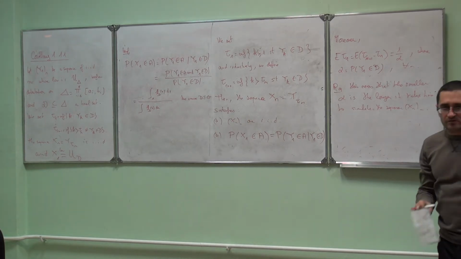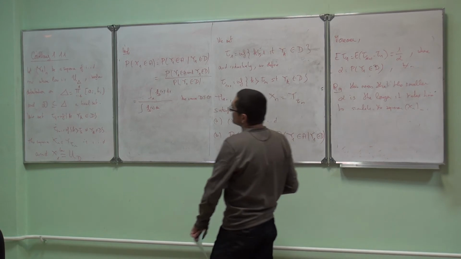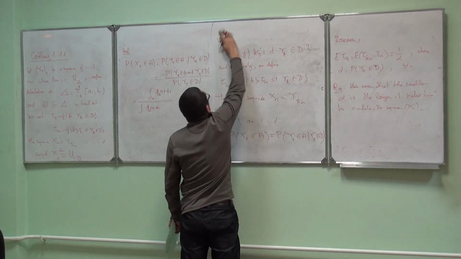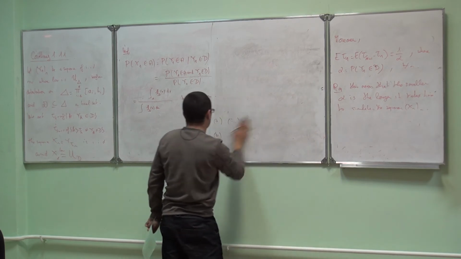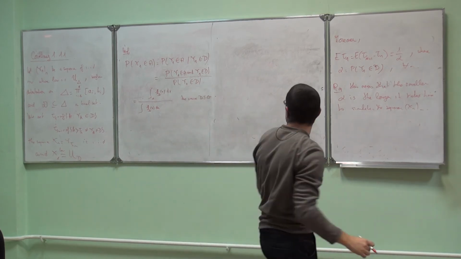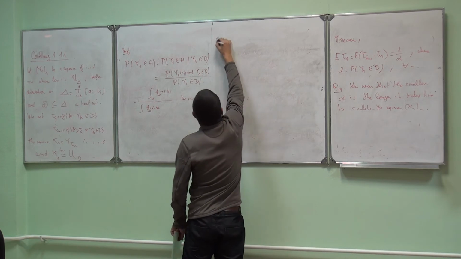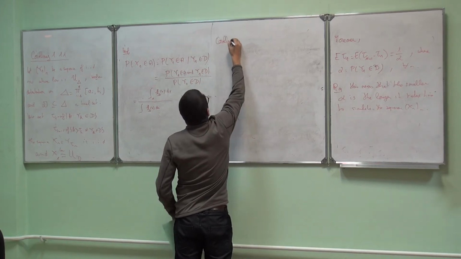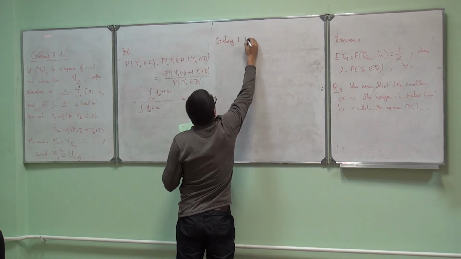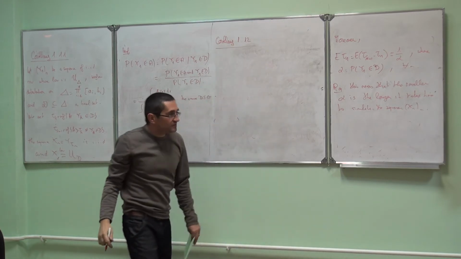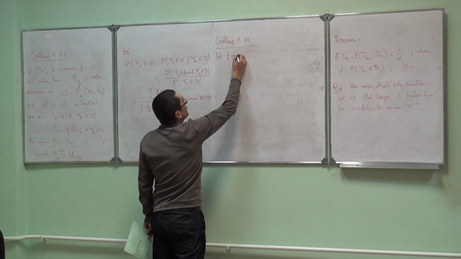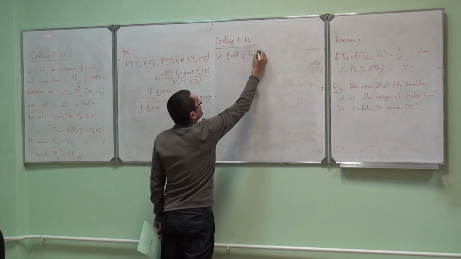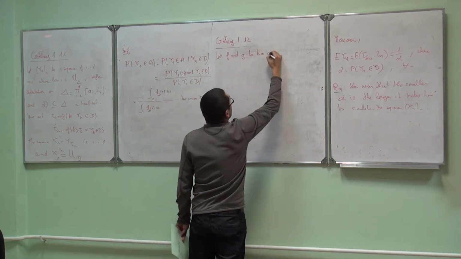There are also interesting consequences of this rejection method. For instance, the following corollary. So another corollary. Now we consider two density functions f and g. Let f and g be two density functions.